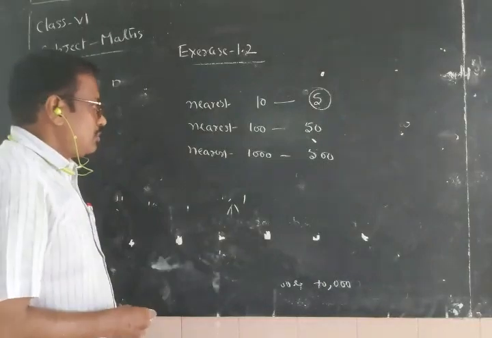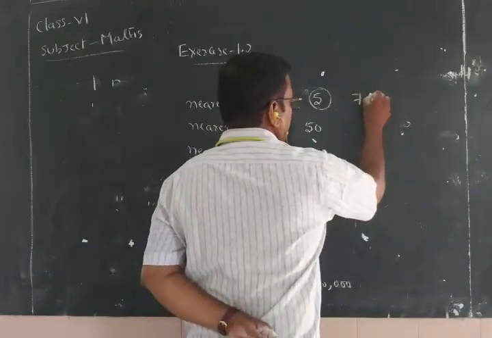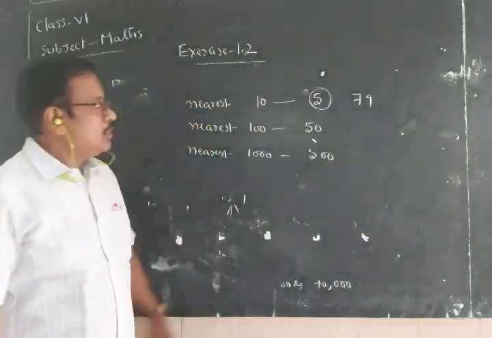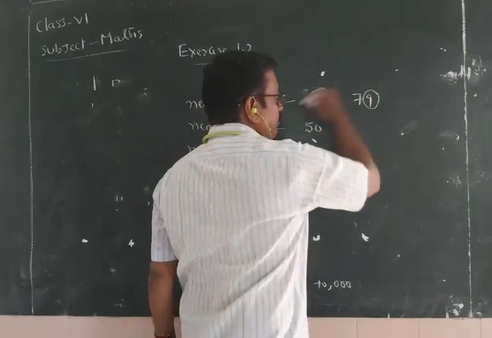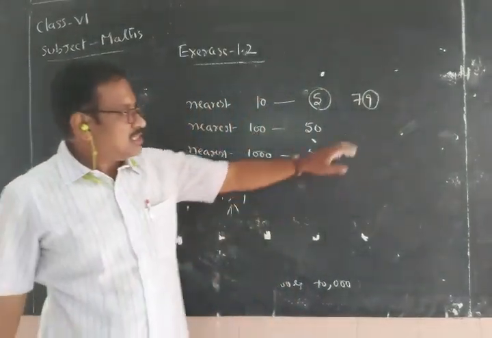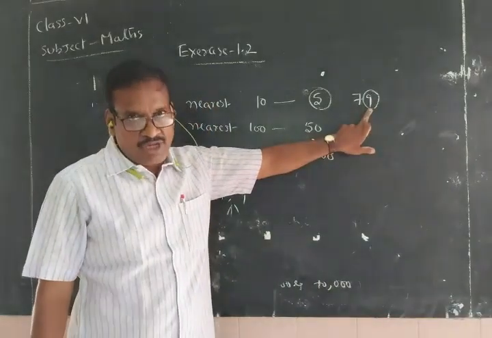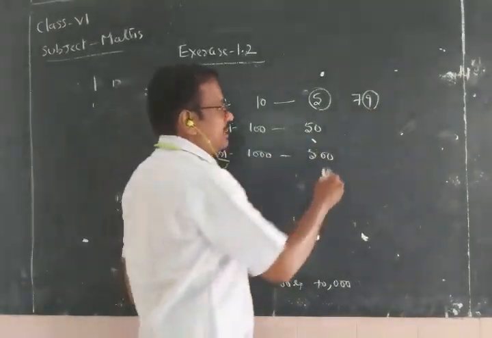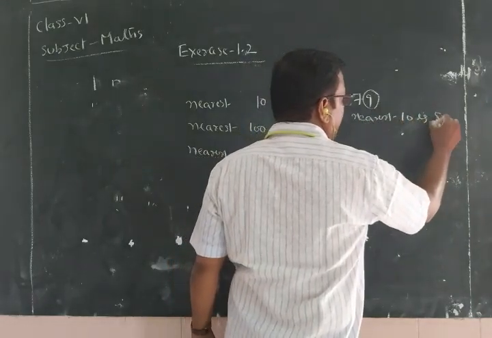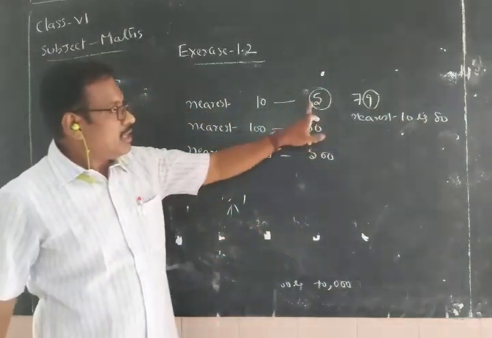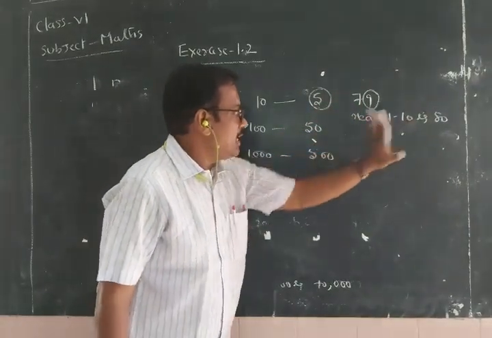Okay, now another one. I give you an example. Suppose this is 79. You take the ones digit. What is the ones digit? Check the ones digit. That is 9. The 9 means more than 5. So more than 5 means what is the nearest 10? The nearest 10 is 80.